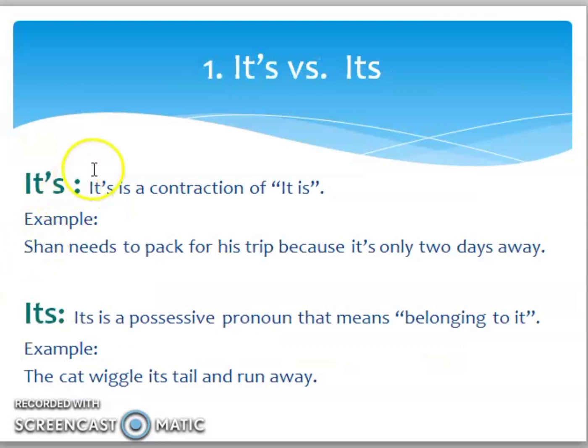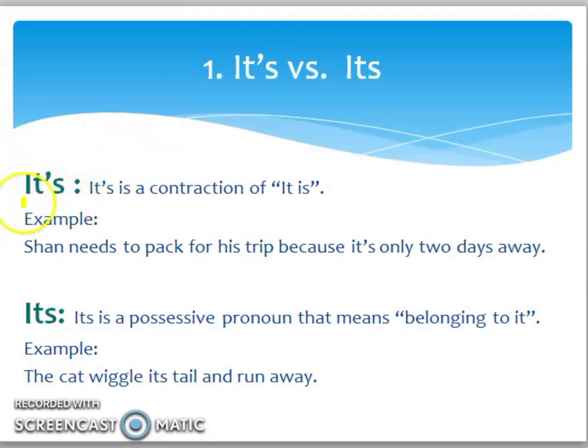So let's continue. In today's lecture, I will be discussing 10 more words that are confusing, right? So, number 1, it's versus its. Technically, we could see that the only difference between this pair is the use of an apostrophe in the first one. Now, this makes the difference.